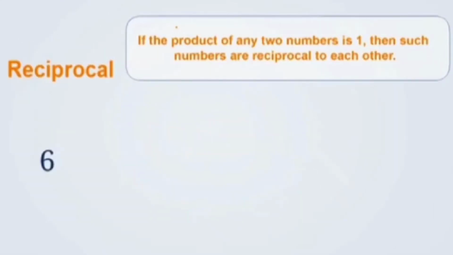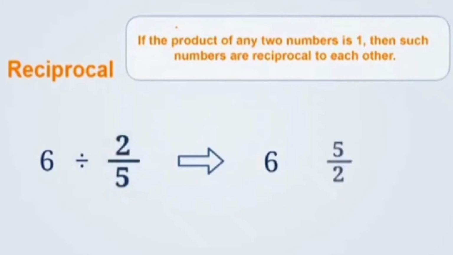In this way, when dividing a whole number by a fraction, we write the same number as the whole number and multiply it by the reciprocal of the other number. So let's look at some more situations related to the division of fractions.